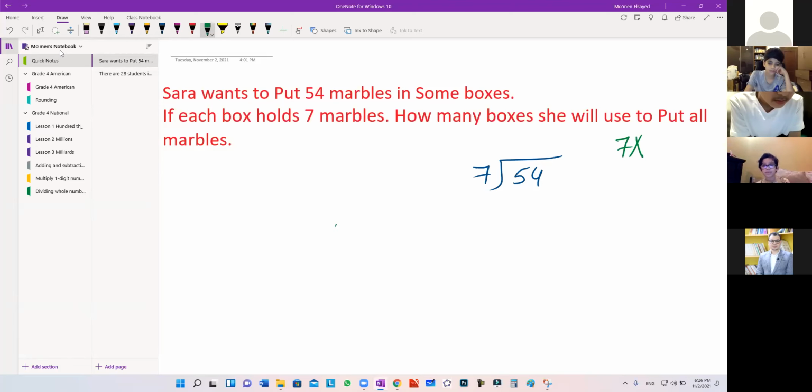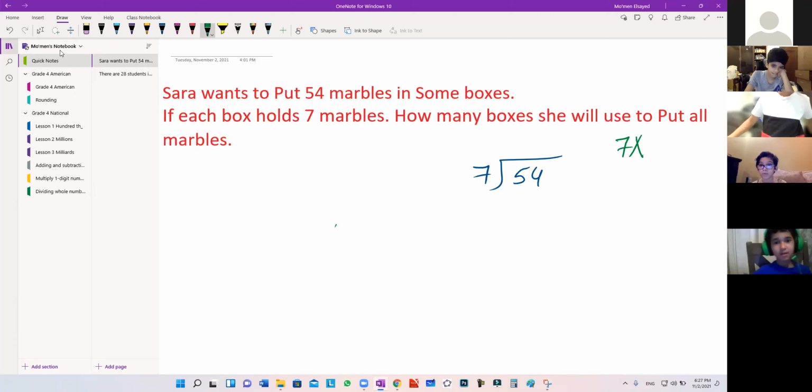What multiplied by 7 is the closest number to 54? 50. What multiplied by 7 gives us 50? 10. Does 7 by 10 equal 50? Again, 7 by what equals the closest number to 54? You have to review table 7.